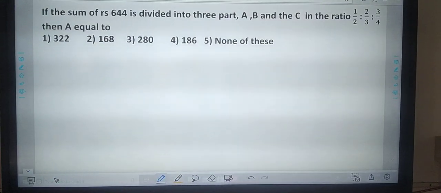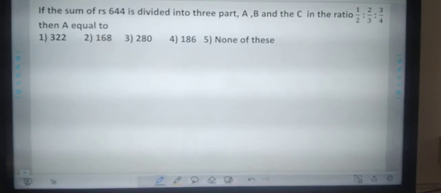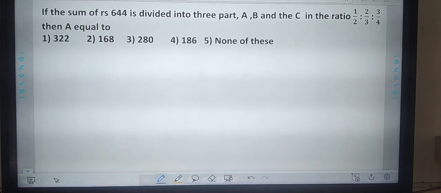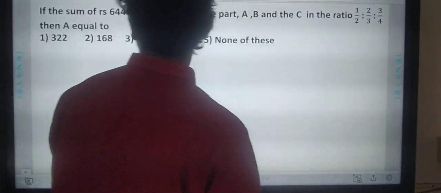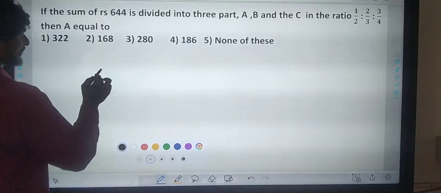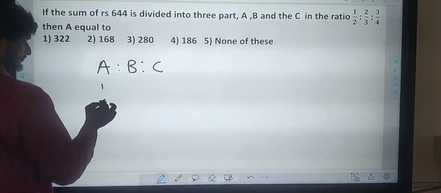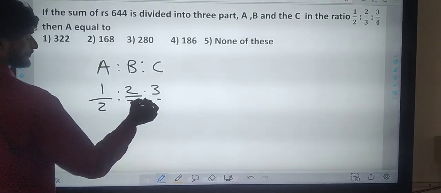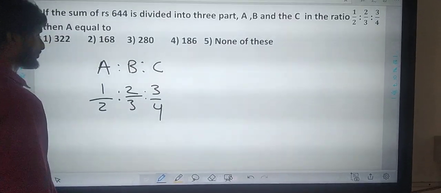If the sum of rupees 644 is divided into three parts, A, B, C in the ratio 1 to half to 2/3 to 3/4, then A is equal to? Now here we find the ratio of A to B to C.